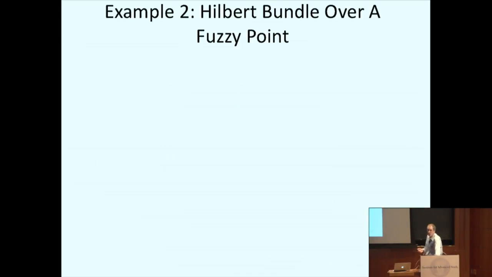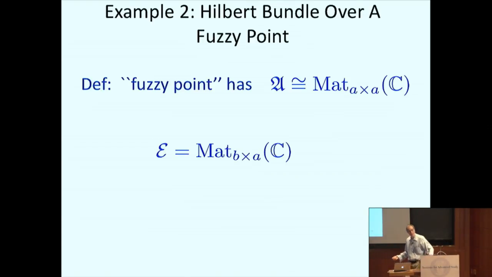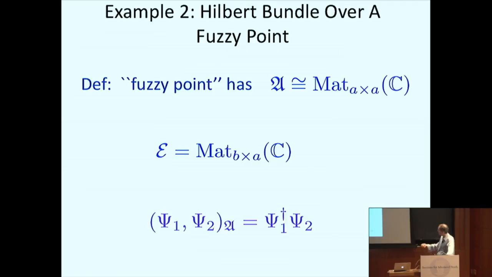For example 2, we'll talk about a Hilbert bundle over a fuzzy point. By a fuzzy point, I mean that non-commutative space whose algebra of functions is just A by A matrices over the complex numbers. Little a here is a positive integer. So a Hilbert module then is just the space of B by A matrices. So A acts on the right here. And the sesquilinear form, well, if I have two B by A matrices, I can take psi1 dagger psi2, and that's an A by A matrix. And it satisfies all the axioms we want it to satisfy.